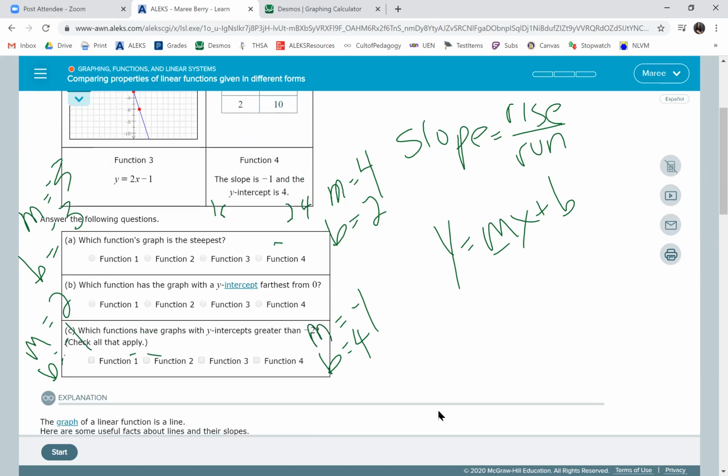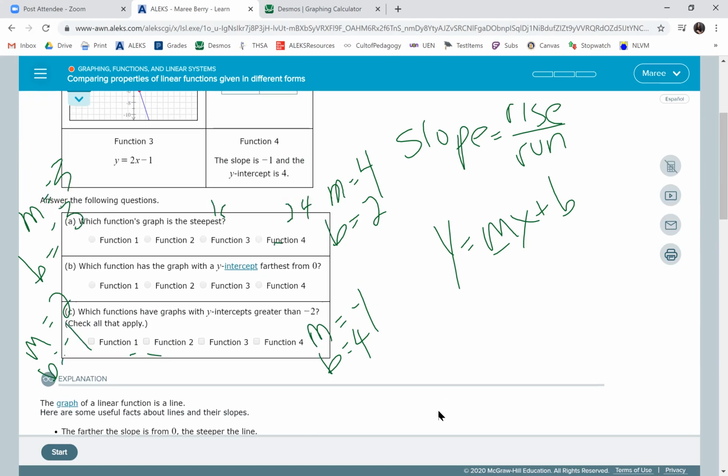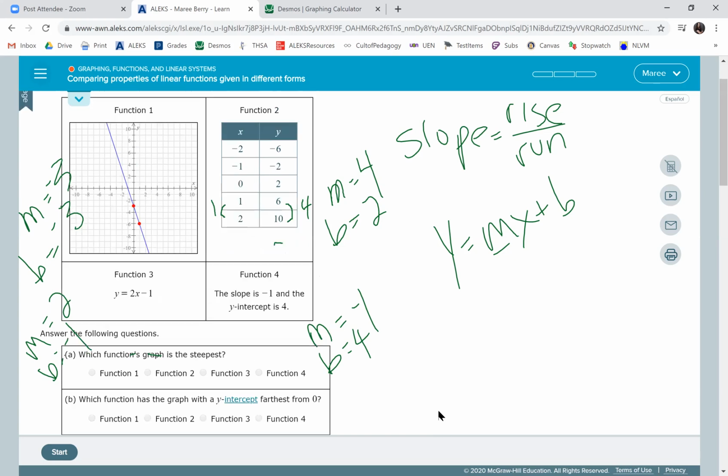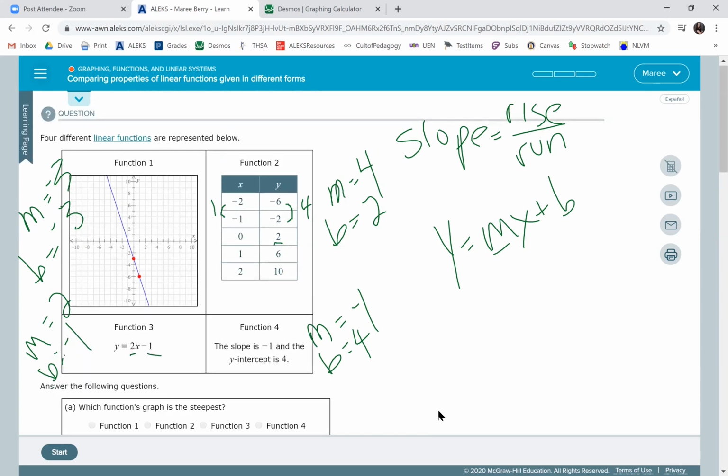And the last one says, which functions have graphs with y-intercept greater than -2? -1 is greater than -2, and so are 2 and 4. So we would pick function 2, 3, and 4. Function 1's graph, the y-intercept is -3, which is not greater than -2, it's actually less than.